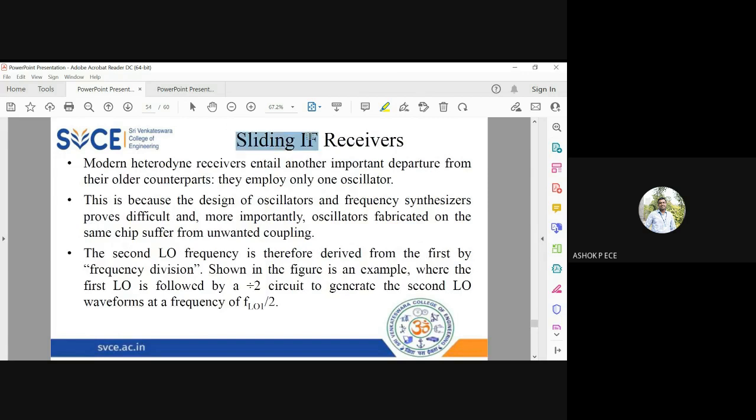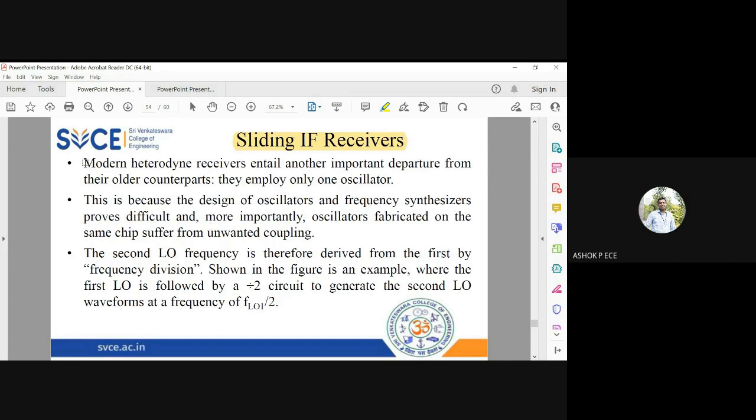So the next type of architecture is going to be sliding IF receivers. We have seen the basic heterodyne receiver, then we have seen double down conversion having two IFs. And we had issues with image rejection and channel selection. We went for a zero second-order IF. So for the second IF alone, I'm going to make my IF frequency 0. So now one more type is sliding IF receivers.